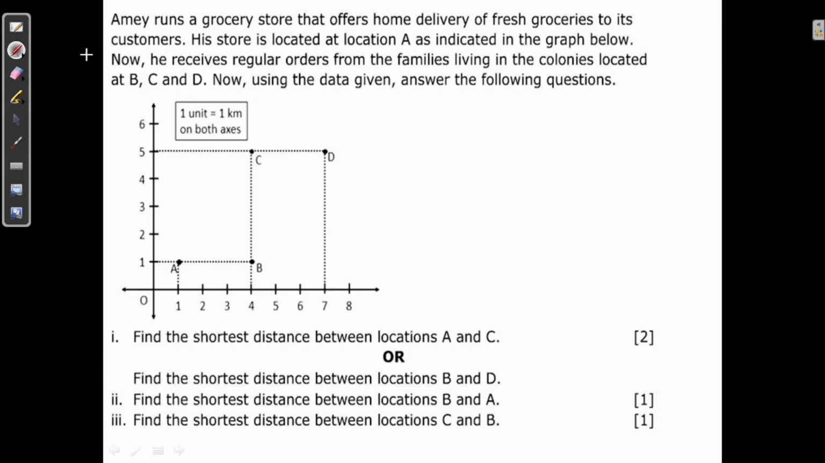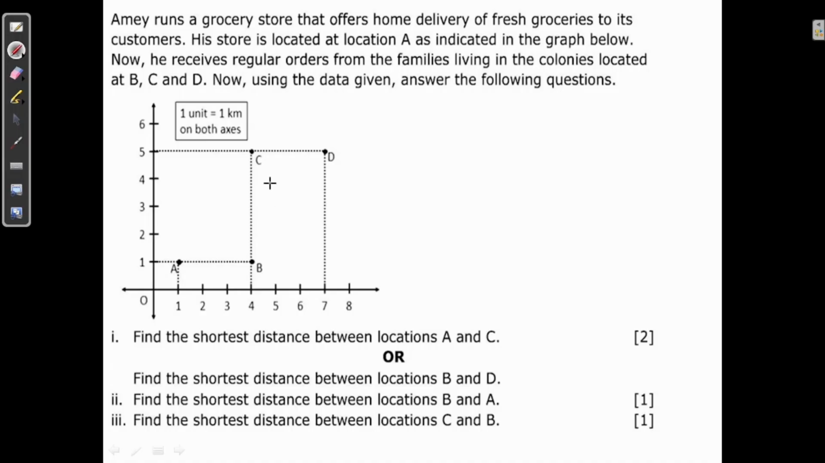Time up. Just look. Okay, so let us solve this problem. I do think that this is the easiest problem. Today we have solved some problems, but I do think this is the easiest one. Just look. MA runs a grocery store that offers home delivery of fresh groceries to its customers. His store is located at location A, as indicated in the graph below. Now he receives regular orders from the families living in the colonies located at B, C and D.